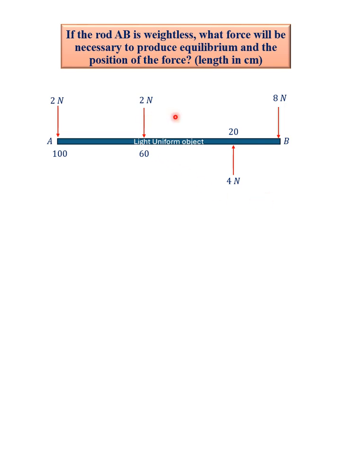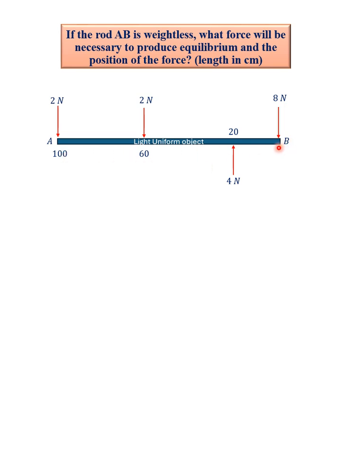This is a question under the equilibrium of a force. It says if the rod AB is weightless, what force will be necessary to produce equilibrium and the position of the force? All the lengths are in centimeter. So we are given a light uniform object that is 100 centimeter in length.